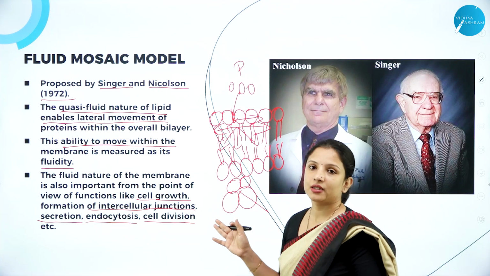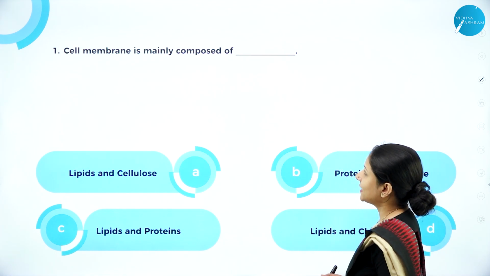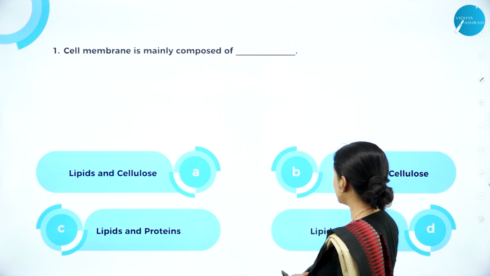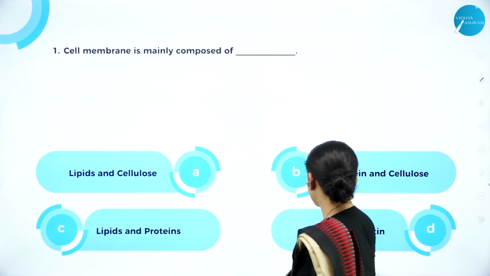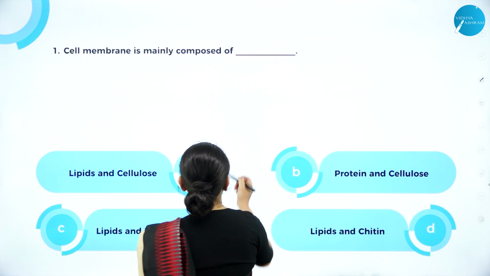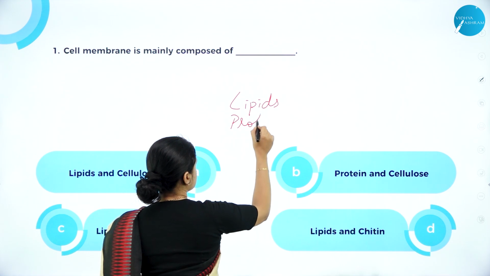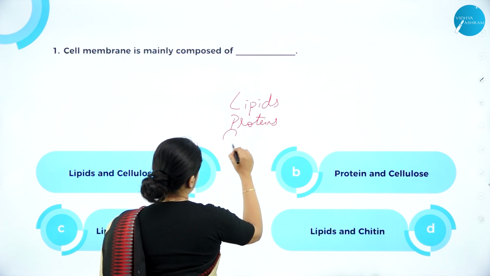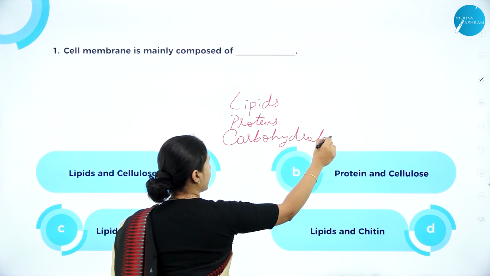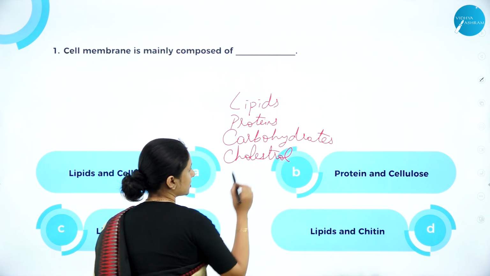So we shall move on to some of the MCQs that can be framed for this topic. The first question: the cell membrane is mainly composed of lipids and cellulose, proteins and cellulose, lipids and proteins, or lipids and chitin. What did we study? The cell membrane is made up of lipids, proteins, some amount of carbohydrates, and also some amount of cholesterol, in negligible amounts.